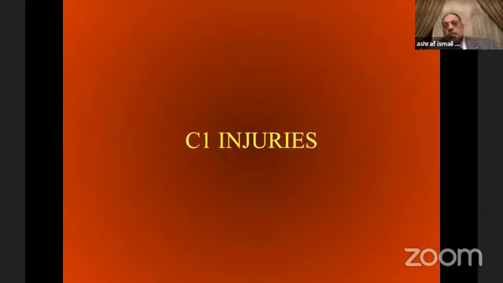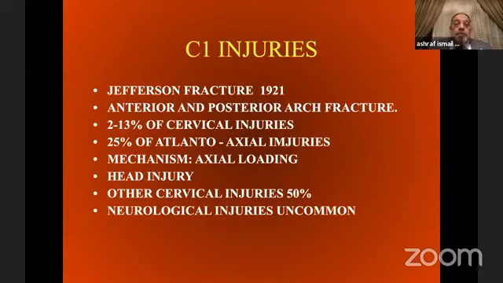C1 injuries, or the ring fracture of C1, the atlas. This was first described by Jefferson in 1921, and is characterized by bilateral anterior and posterior arch fractures. This is the typical Jefferson's fracture. It is about 13% of cervical injuries and 25% of the atlantoaxial injuries.